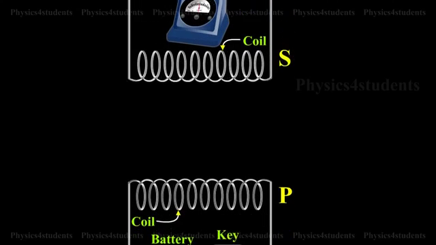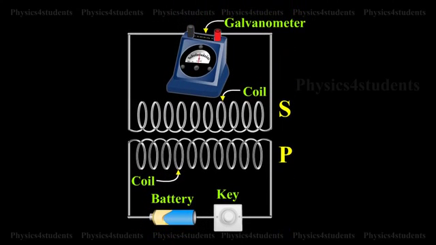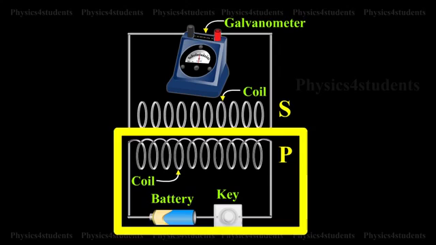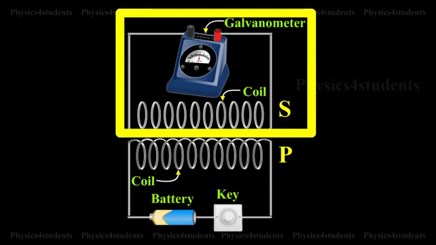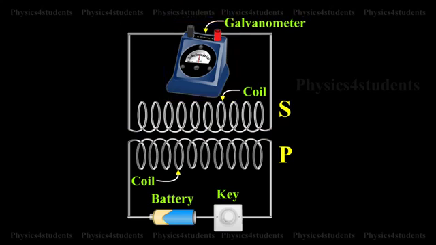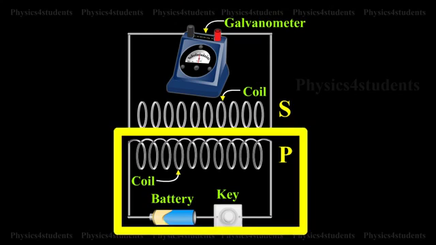P and S are two coils placed close to each other. P is connected to a battery through a key K. S is connected to a galvanometer G. On pressing K, current in P starts increasing from 0 to a maximum value. As the flow of current increases, the magnetic flux linked with P increases.